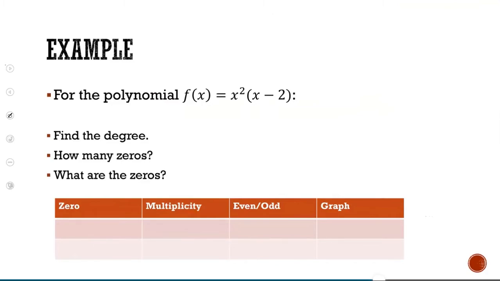So for our example, f of x is equal to x squared times x minus 2. The first thing that they want is the degree. What do you guys think about the degree? Anybody have a feel for what that would be? 3. Okay, so you're keeping in mind that x squared is x times x. You got 2 x's there, and then you got a third one sitting right here. So the degree would be 3. I would expect to have 3 zeros.